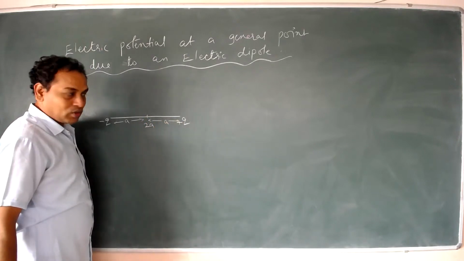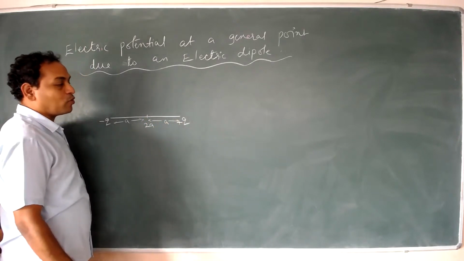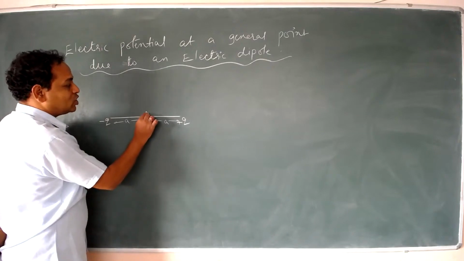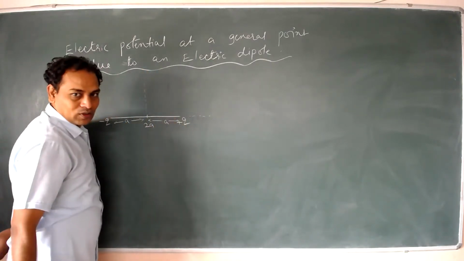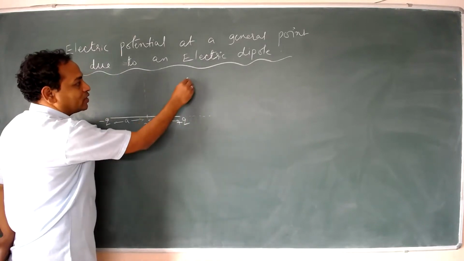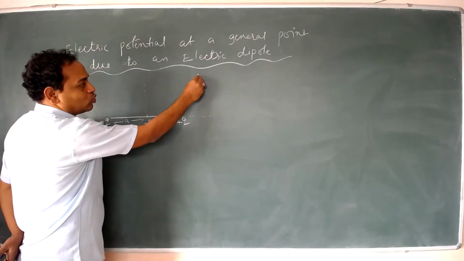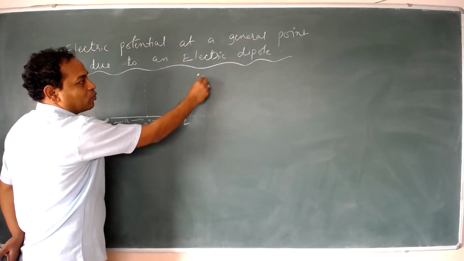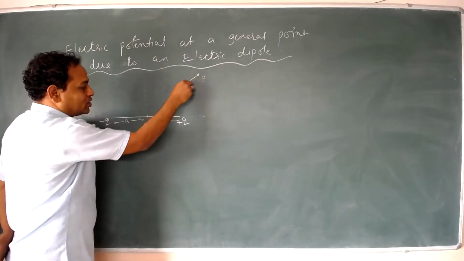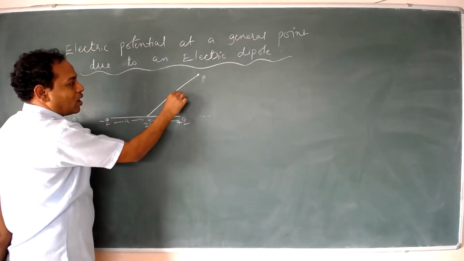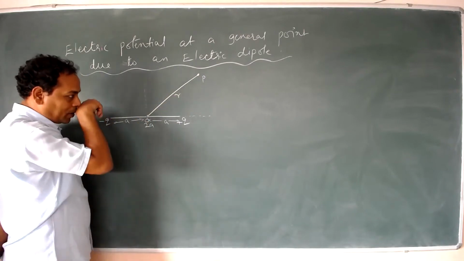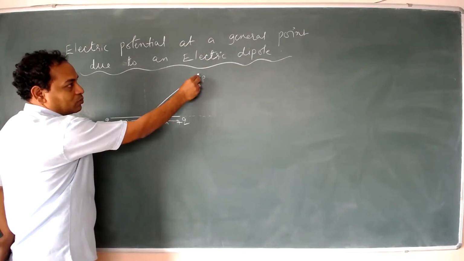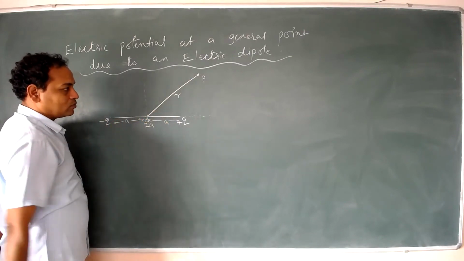Here we wish to calculate the electric potential at a general point. This line is called the equatorial line, and this line is called the axial line. We know this very well. Somewhere in between, I take a point P at a distance R from the center, say this is O. I want to calculate the electric potential at point P due to this electric dipole.